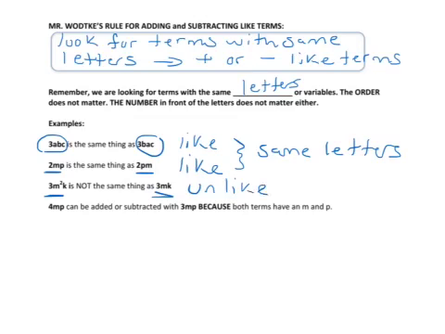Okay, what you can do is that with 4mp and 3mp we consider those like terms as well because both have m and p, and we can add and subtract those, and I'll show you in a second how to do that. So I'm going to stop the video there. That was part 1. Please watch part 2 and continue on with notes.